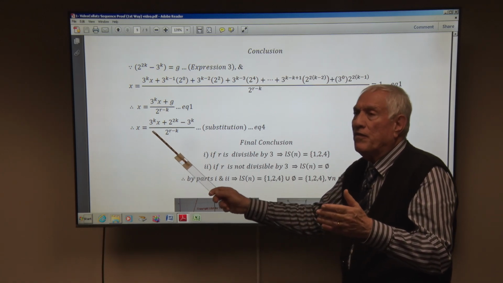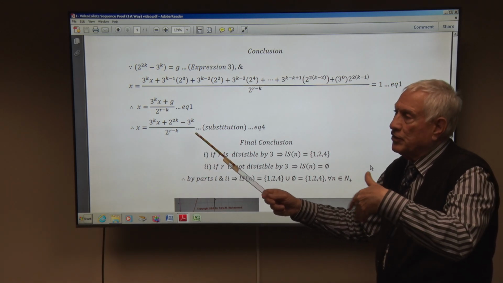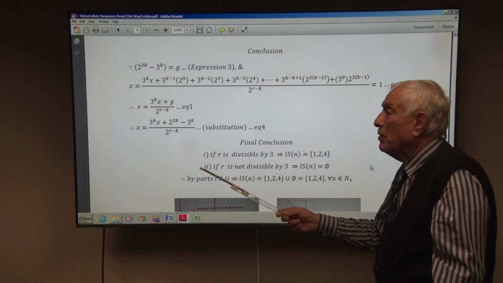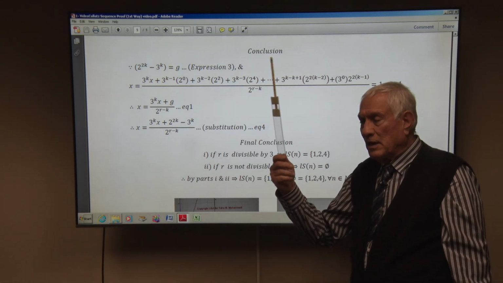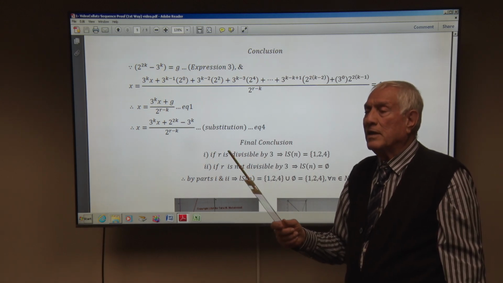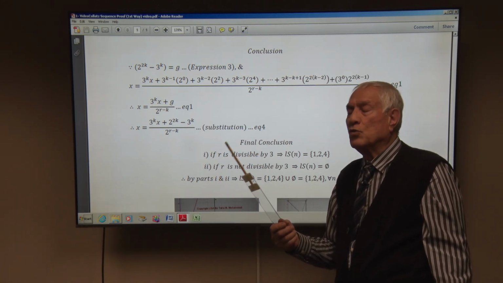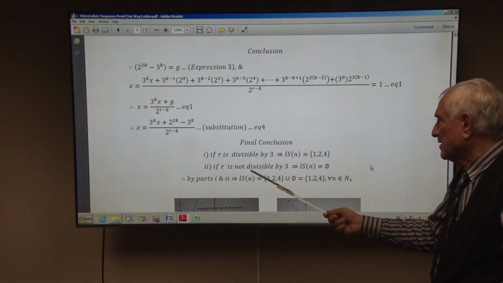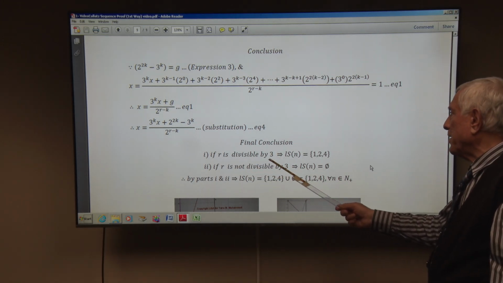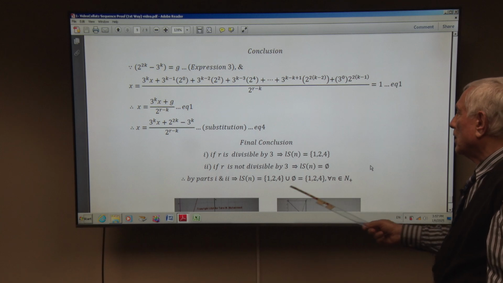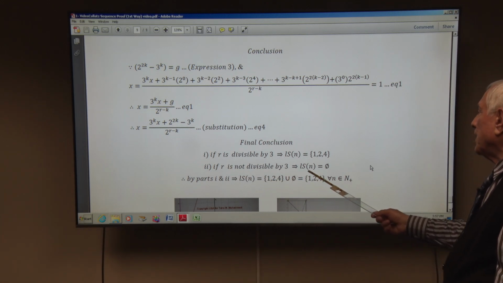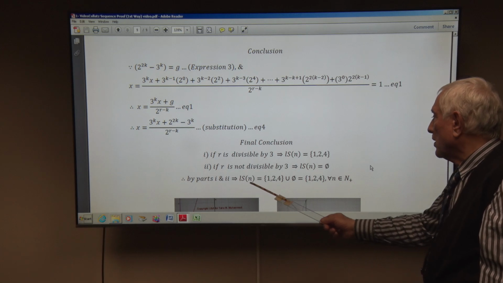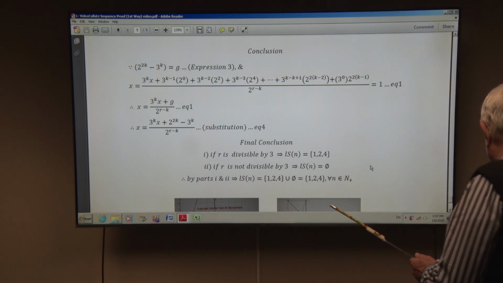If the value of x is a decimal, you tell no. Negative, no. 0, no. But if it is 1, accept it, say okay, when it is 1, that means we will get the loop 1, 2, 4. Final conclusion is this. If R is divisible by 3, you have a loop. If R is not divisible by 3, you have no loop. By parts 1 and 2, then union, you will get that.